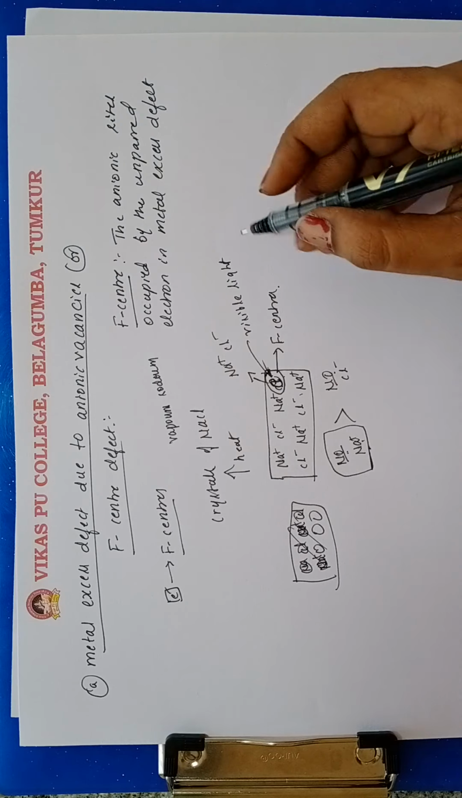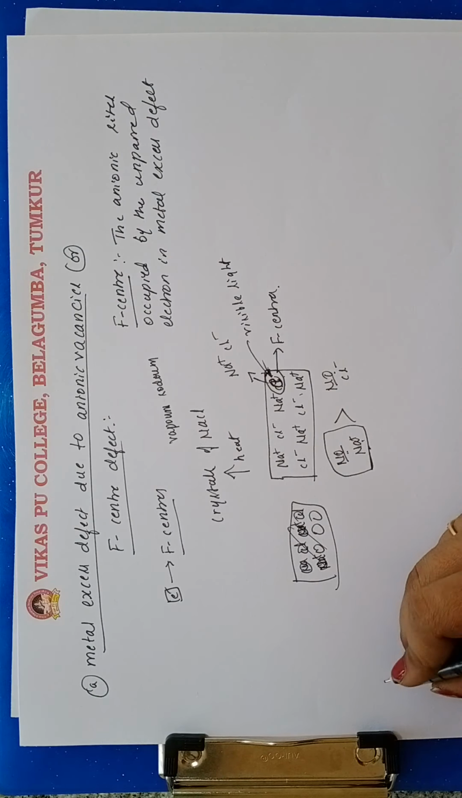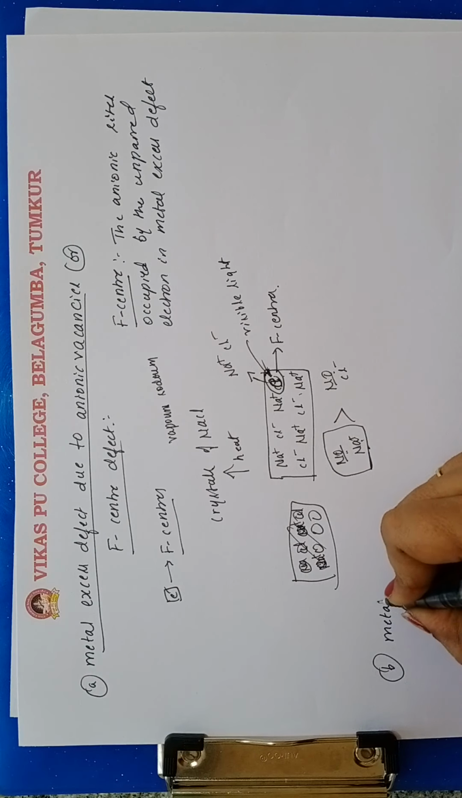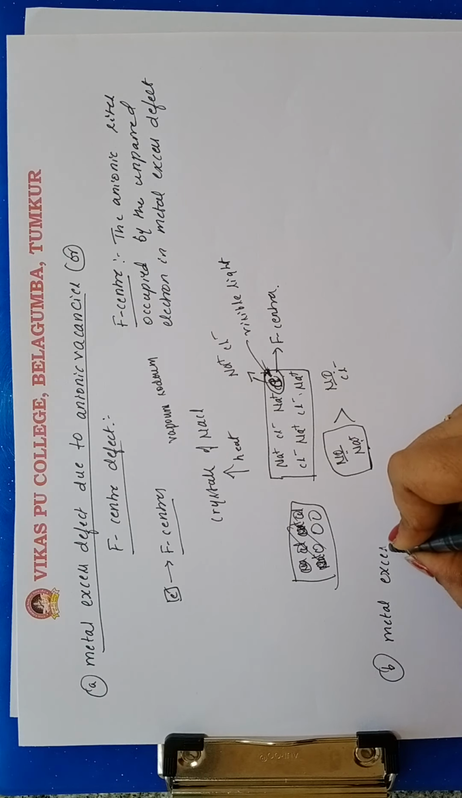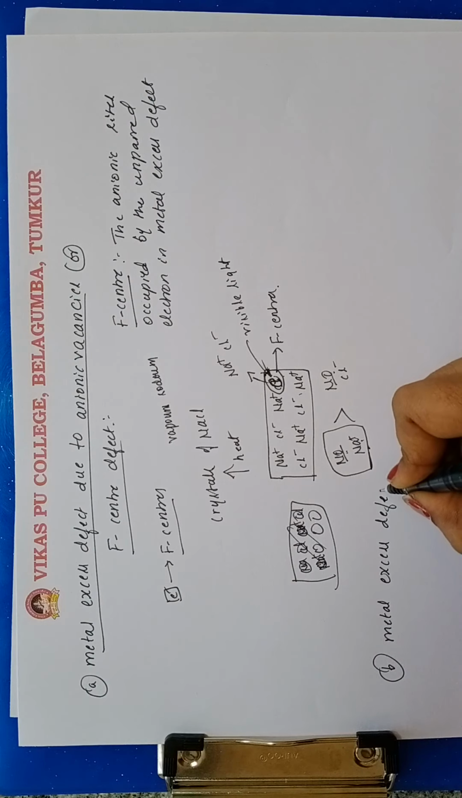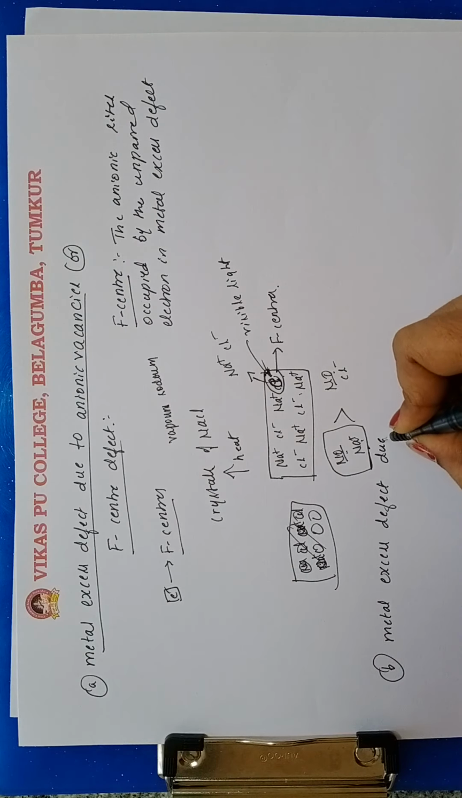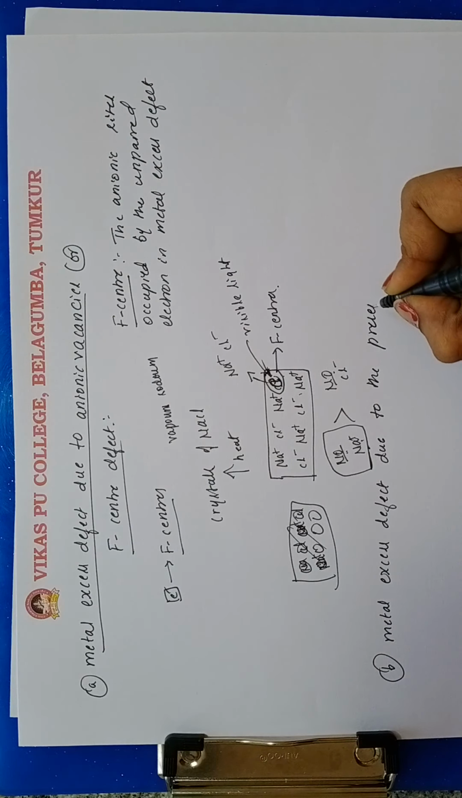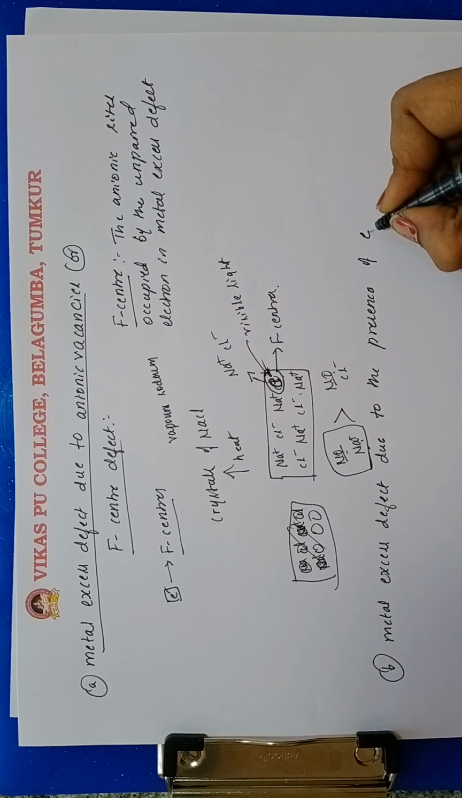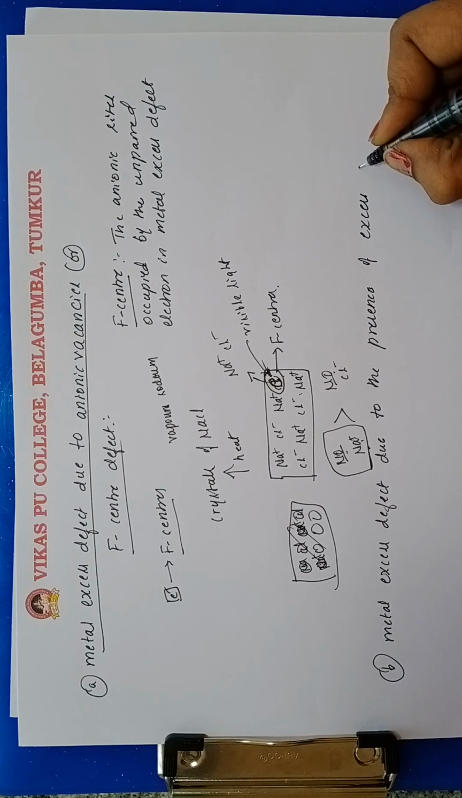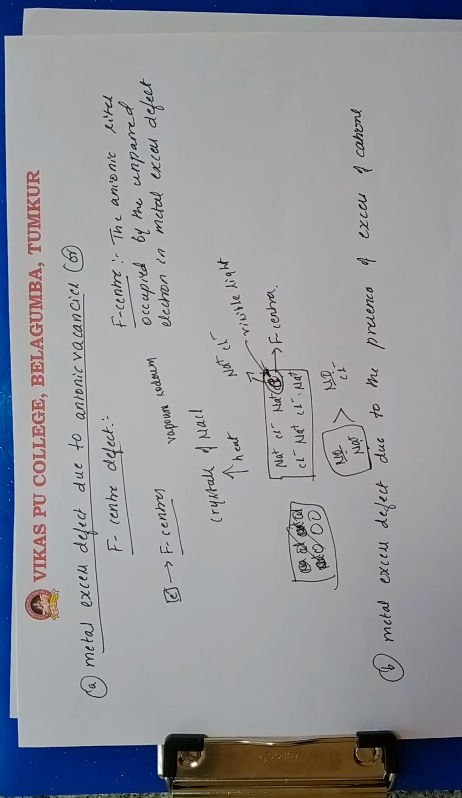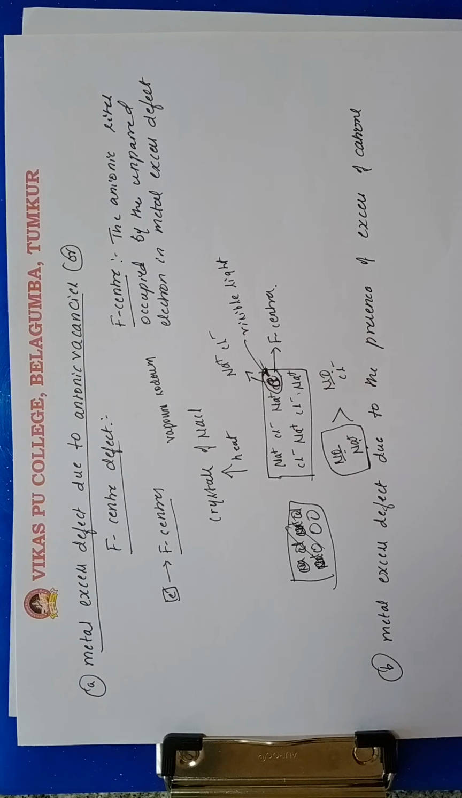Then one more thing: the metal excess defect is due to the presence of excess cations, or extra cations.